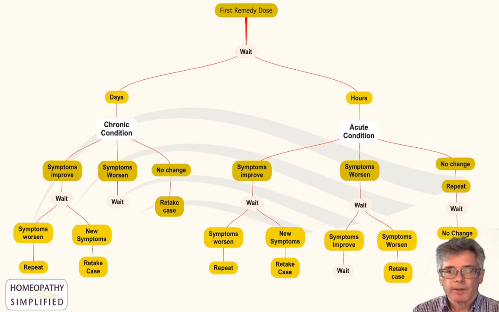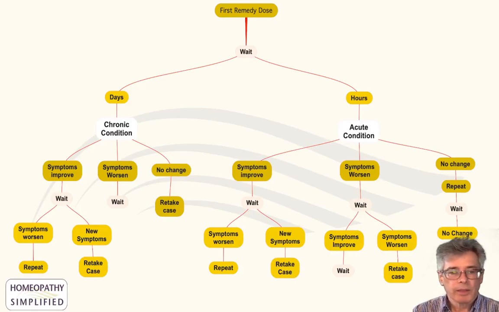So anyway, if we looked at this chart, you'd see at the very top, the first remedy dose. We would wait. Now, how long we wait depends. In chronic conditions, we might wait days. In acute conditions, that wait might be just hours. And then we would observe what are the effects of the remedy. Did the symptoms improve? Did the symptoms worsen? Was there any change at all?